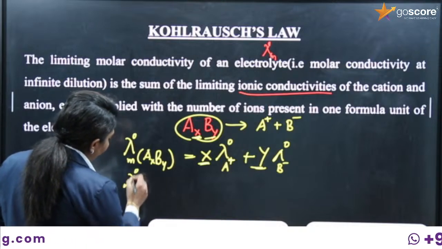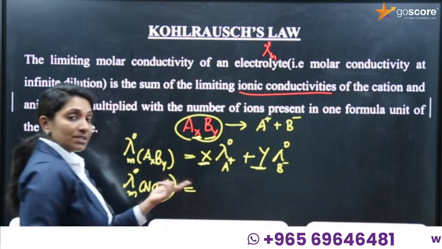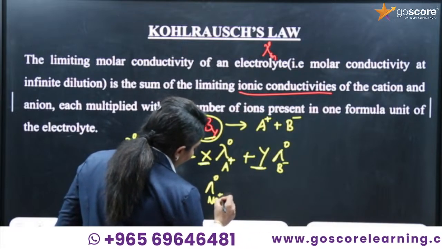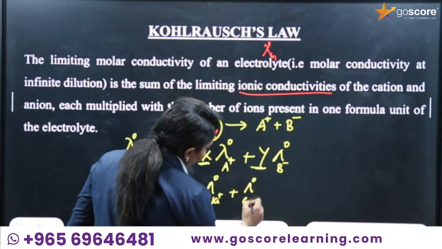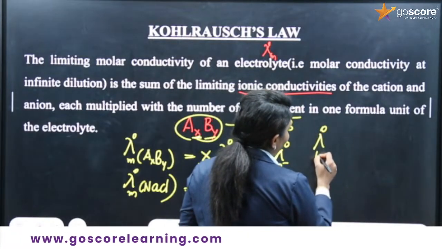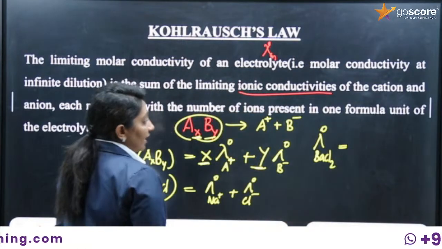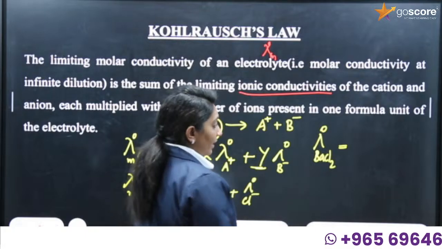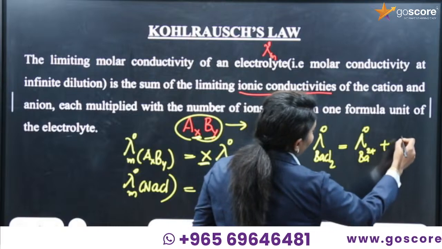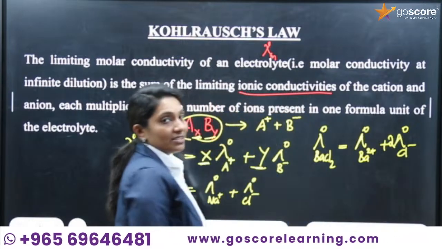See, what will be the limiting molar conductivity of sodium chloride? Sodium chloride will be dissociating to give Na plus and Cl minus, right? So it will be the limiting molar conductivity of Na plus plus the limiting molar conductivity of Cl minus ion. What will be the value for barium chloride, the limiting molar conductivity of BaCl2? BaCl2 will be dissociating as Ba2 plus and 2Cl minus, right? Then it will be the limiting molar conductivity of barium plus 2 into the limiting molar conductivity of Cl minus.